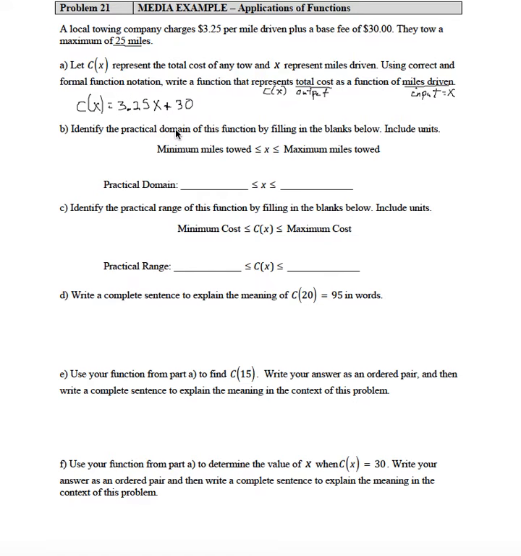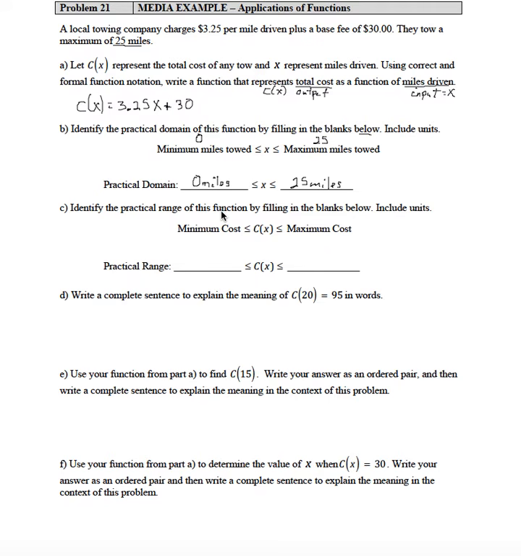Part B, identify the practical domain of this function by filling in the blanks below. Include units. So minimum miles towed, well, technically that would be 0. So I'm going to say 0 miles. Maximum miles towed, we know, is 25 from the information at the beginning of the problem. So 25 miles. So my practical domain then is from 0 to 25 miles.